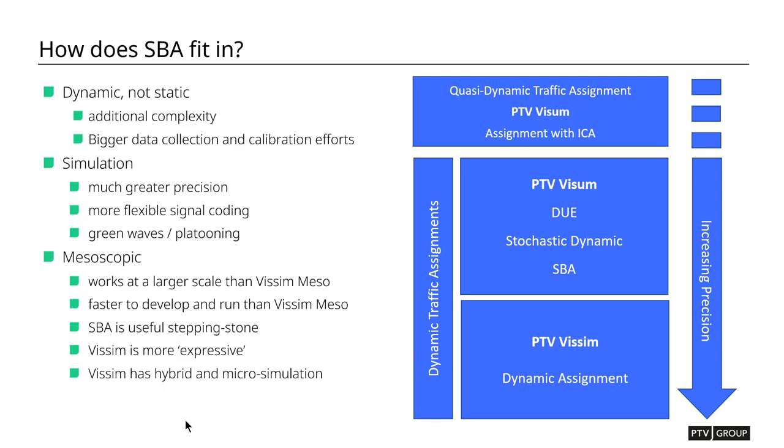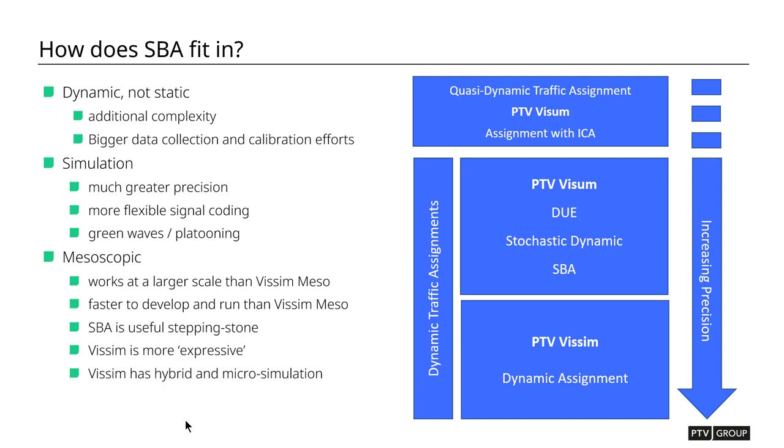So let's start at the top. Assignment with ICA. It is sometimes also called quasi-dynamic because of the ability to also calculate queues. Here, impedances at junctions consider the details like the geometry of junctions, signal timings, and generally control of the junctions. So moving from these static assignments to dynamic assignments, it adds the dimension of time. And therefore, this also adds complexity. More data are needed, and also the calibration efforts are higher.